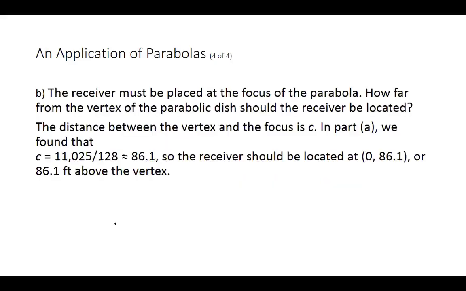The receiver must be placed at the focus of the parabola. How far from the vertex of the parabolic dish should the receiver be located? The distance between the vertex and the focus is c. In part A, we found the value of c, which is approximately 86.1. So the receiver should be located at the point 0 and 86.1, or 86.1 feet above the vertex.